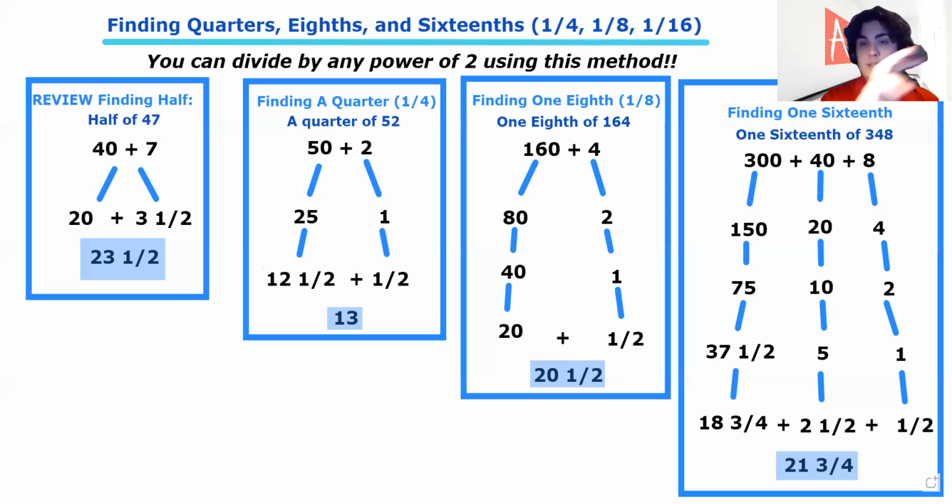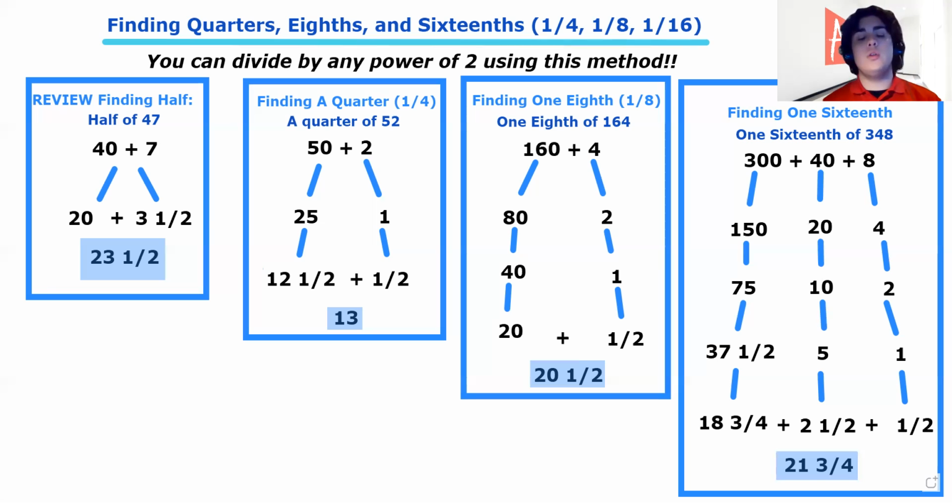Now, you might notice that this screen gets progressively larger. The problems become a lot bigger, and that's because to find a quarter, all you have to do is find half and then find half again. To find 1/8, you find half, then half again, and then half one more time. And then for 1/16, same sort of pattern. We're going to find half a total of 4 times.